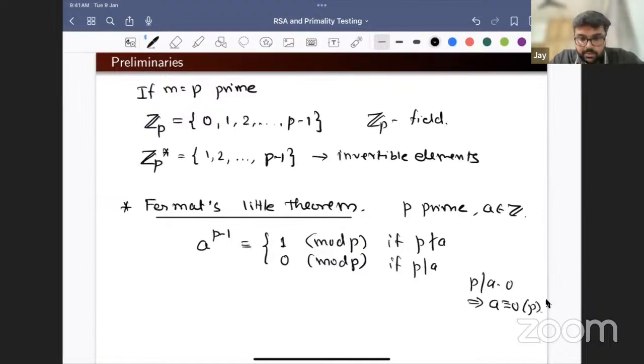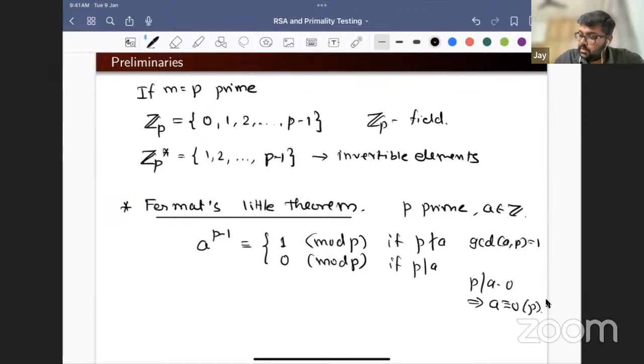So then it is 0. So this is a property of primes. If p is a prime, then for any integer a, we have a to the power p minus 1 is either 1 if p does not divide a, which equivalently means GCD of a and p is 1, and if p divides a, then it is 0.